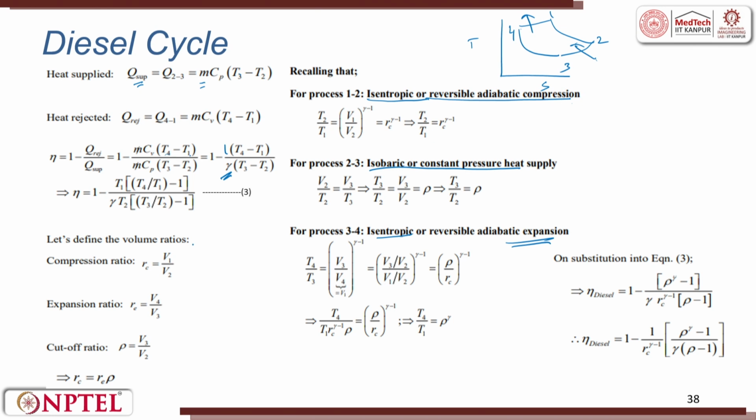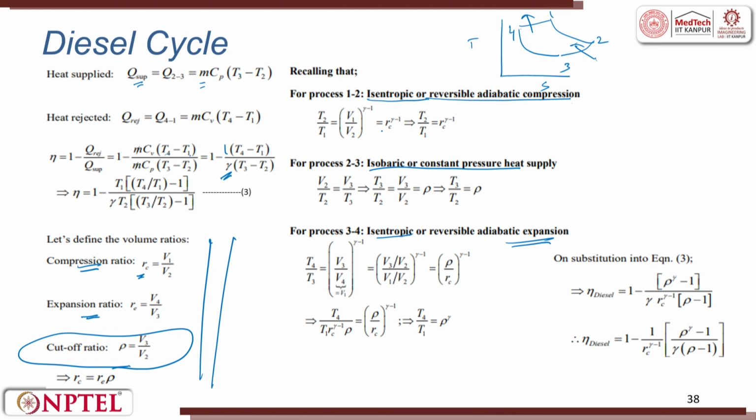To define the volume ratio, we take rc, which is nothing but V1 by V2. This is for compression, and for expansion it will be V4 by V3. There is something called the cutoff ratio, rho, which is V3 by V2, which is rewritten as rc equals re into the cutoff ratio rho. This is very important, friends. You can expect a 2-mark problem on this equation. A similar equation will be discussed in multiple cycles, so you have to understand that.